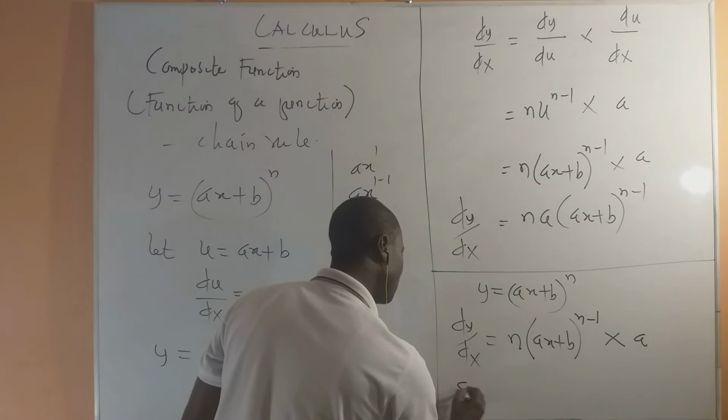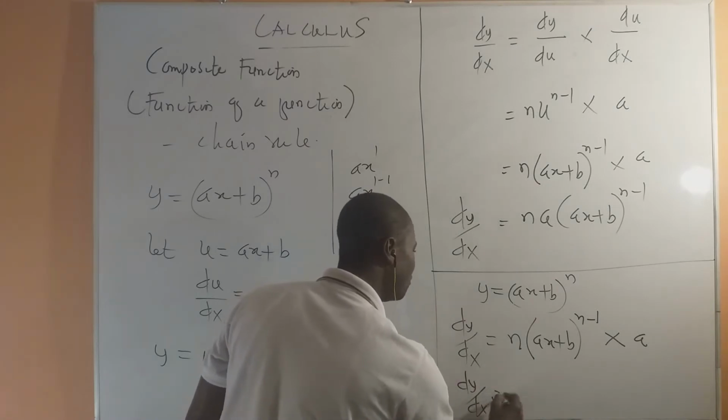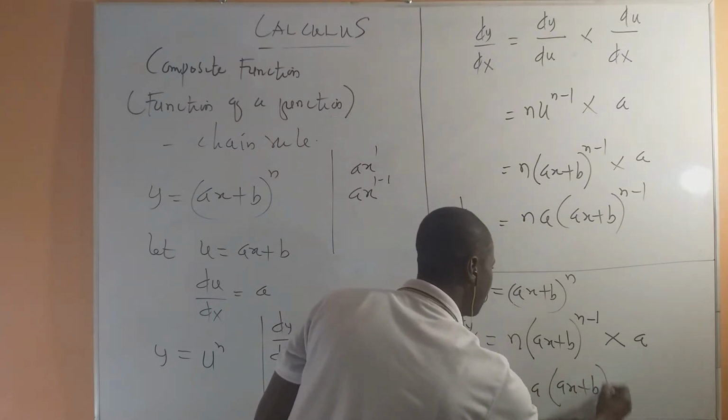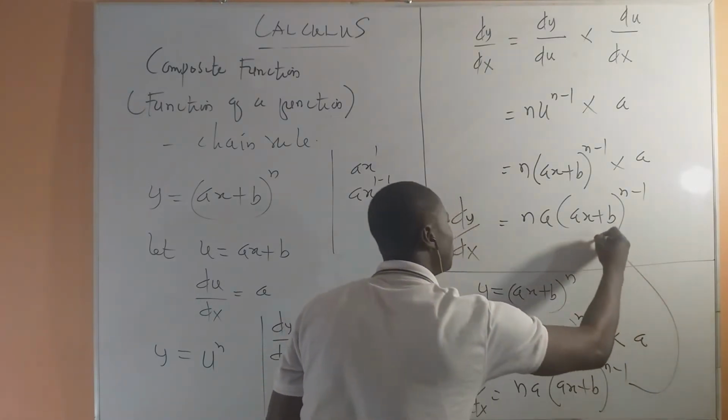Now, if you want to simplify, dy/dx will now be n times a, which is na. Then we have (ax plus b) exponent n minus 1. Is this not the same as this?